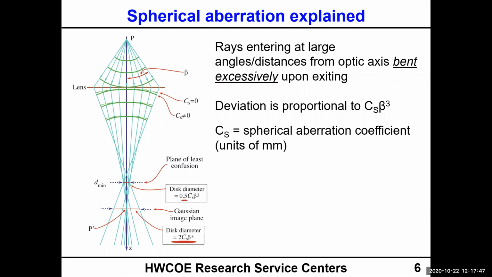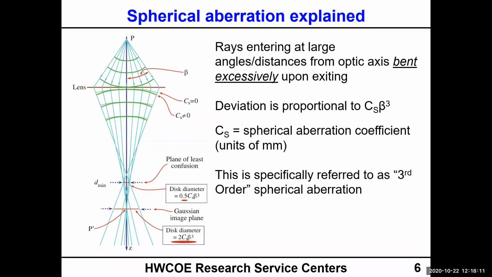This has units of millimeters. On most microscopes, depending on the quality of the lens, this can be anywhere in a non-corrected tool from maybe 0.5 millimeter to a couple millimeters. On our Talos TEM, I believe this is 1.2 millimeters. On the Tecnai TEM, I also believe this is about 1.2 millimeters. And specifically, this is referred to as third order because the deviation is proportional to the cube of beta.